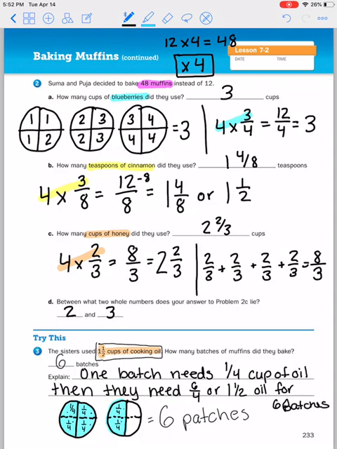Okay, I hope that made these math pages a little bit more clear. I'm going to go over the math boxes in the next video.